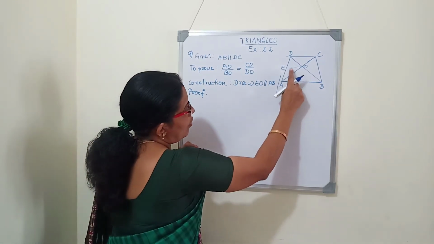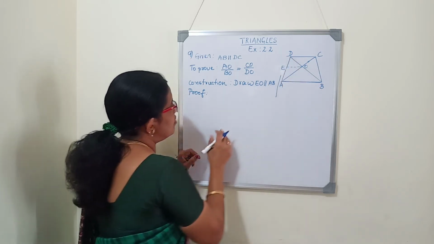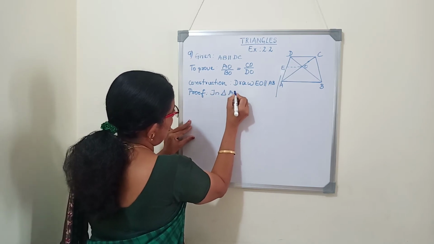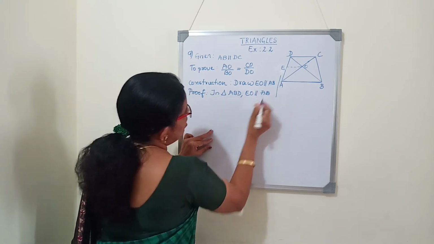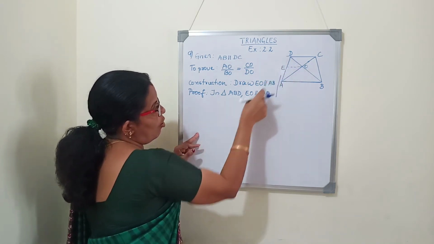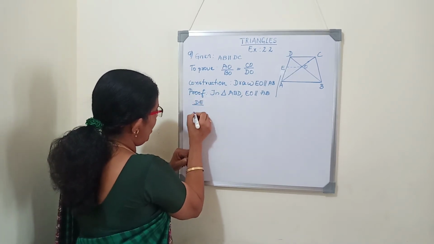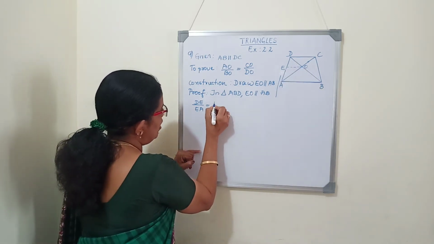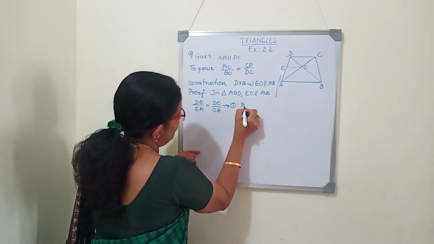So here EO is parallel to AB in which triangle? In triangle ABD. So we will write in triangle ABD, EO parallel to AB. So how can we write BPT? We can write, D is the common point, so we'll start from D. DE by EA is equal to DO by OB. This is equation 1, BPT.